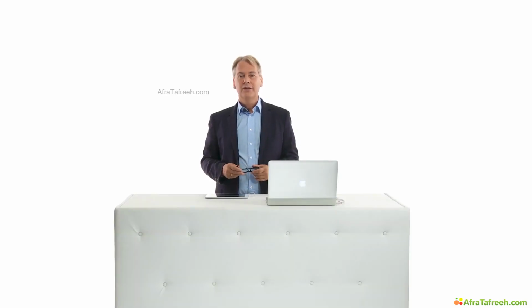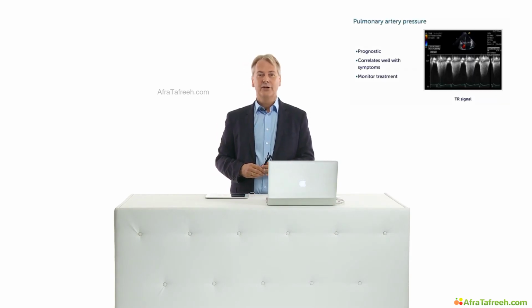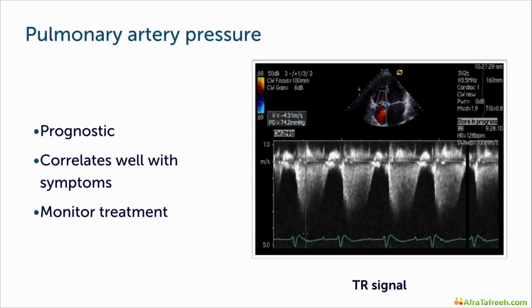Aside from the right ventricle, there are other important things to look at as well if you study these patients, and that is pulmonary artery pressure. Pulmonary artery pressure is important because it too correlates strongly with the prognosis and also with the symptoms of the patients. And the good thing is that if you look at pulmonary artery pressure, you can monitor patients and see how they react to treatment. To quantify pulmonary artery pressure, we need a TR signal. And basically, we look at the maximum velocity of the TR signal. But we're going to have a specific chapter that's going to deal only with this topic, and there you will learn how to do this in daily clinical practice.